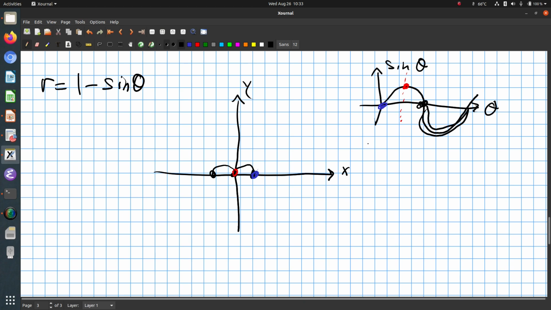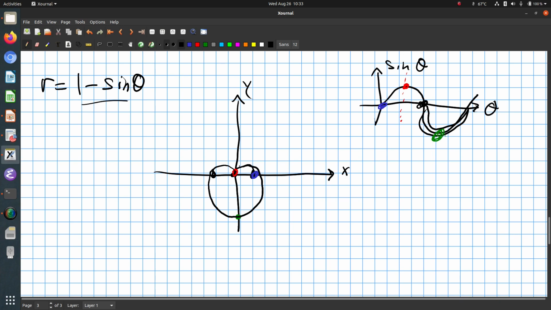sine of theta is negative, so I'm subtracting in the formula here 1 minus a negative number, i.e. 1 plus a positive number, so my radius will actually get bigger, and it gets to a maximum right down here at 3 pi over 2. 3 pi over 2 is the negative y-axis, and sine of theta has a value of negative 1 there, so the r is going to be 2. So we'll end up with a function that looks a bit like this.